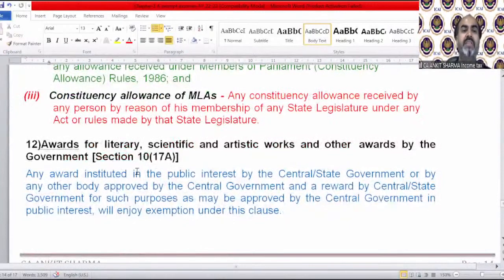Awards for literary, scientific and artistic work and other awards by government are also exempted. Any award instituted in the public interest by the central or state government, or by any other body approved by the central government, or for such purpose as may be approved, is going to be exempted.